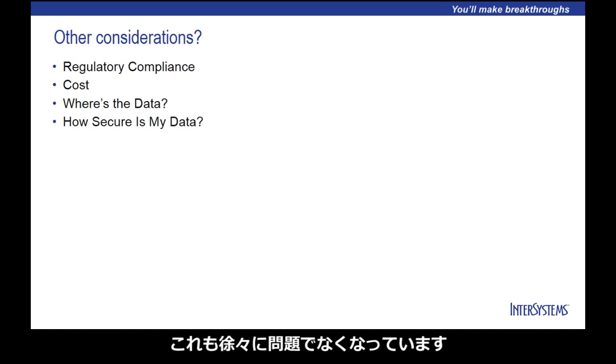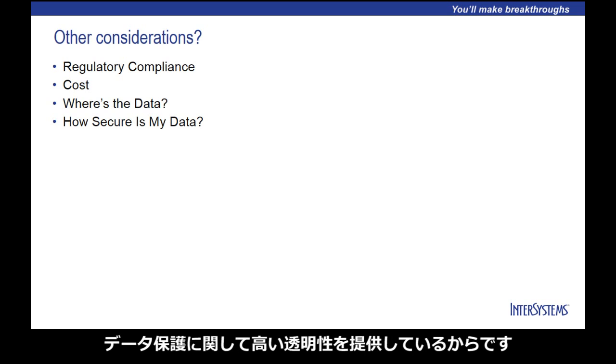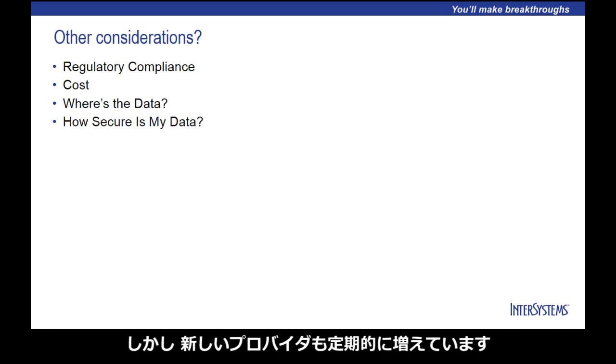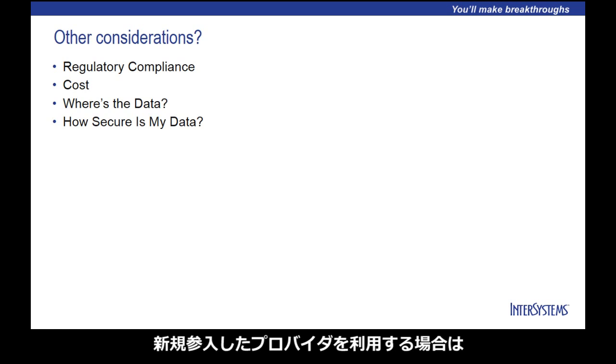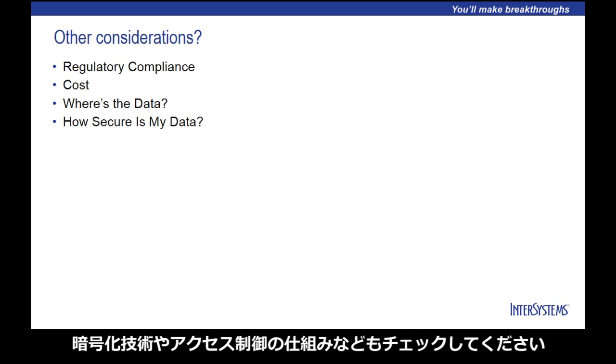Okay. This is getting less and less of a problem because a lot of the big cloud service providers have gotten very good and very transparent about how they protect your data. But new cloud service providers come up quite regularly, and if you're going to pick a newer cloud service provider, you probably want to spend some time figuring out what their security is, what their encryption techniques are, how they have access control mechanisms, et cetera, et cetera.